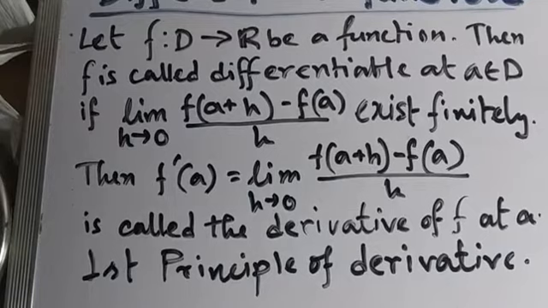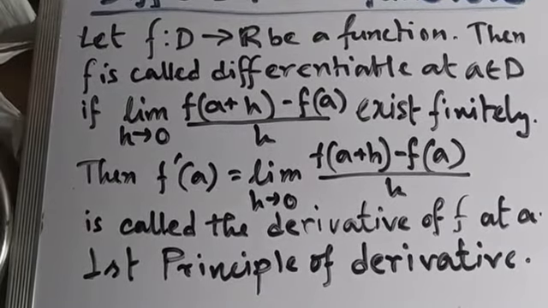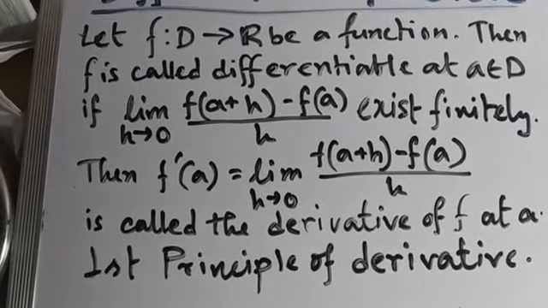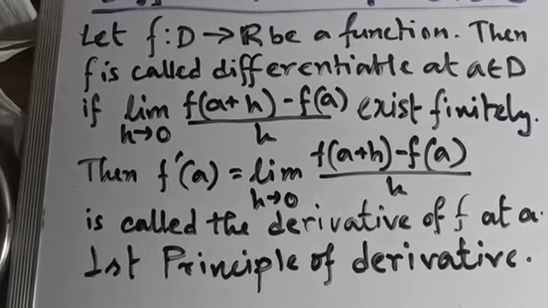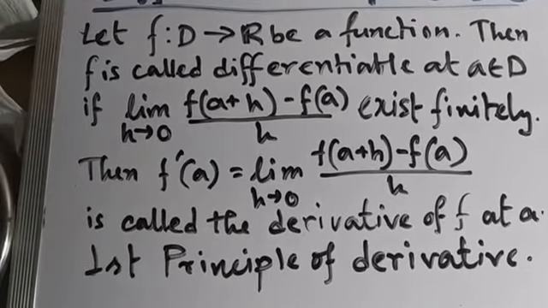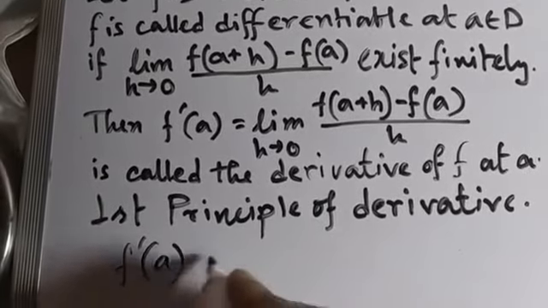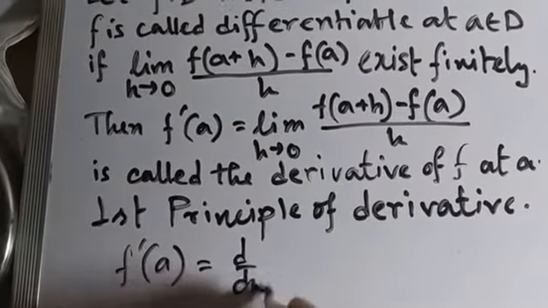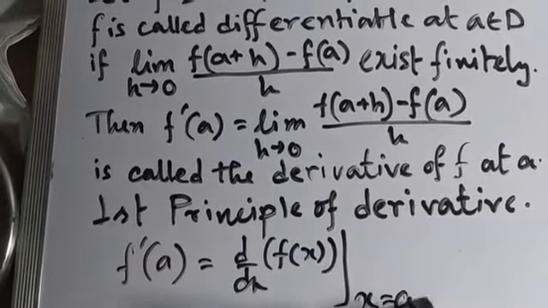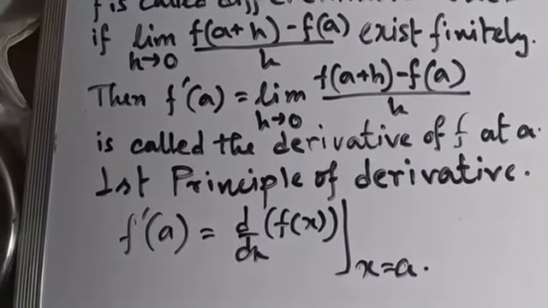So that we have known already, and we also know that physically derivative, or the differentiability, means the rate of change of the function with respect to the change in the independent variable x. So in those terms we write f dash a also like this, d dx of f of x at the point x equals a. So this we already know.